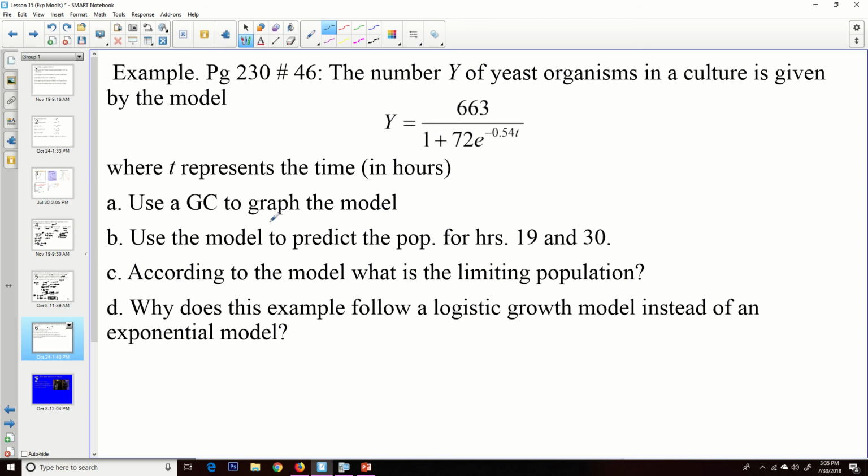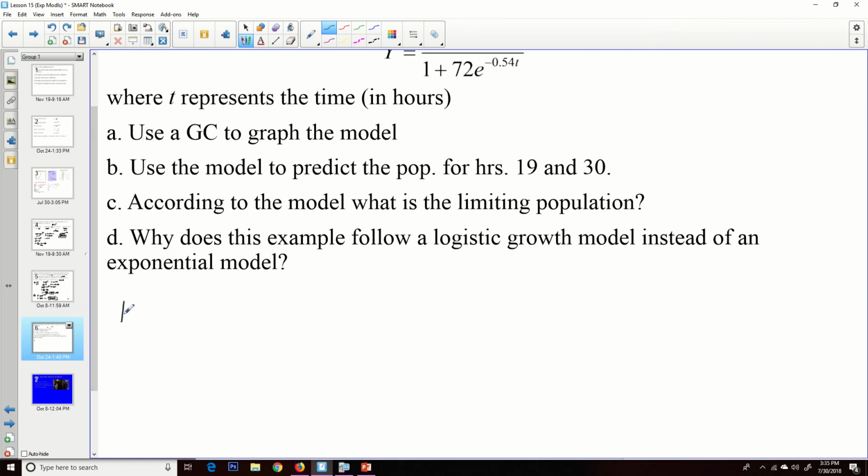We did that. Use the model to predict the population for hours at 19 and 30. Okay, well, we can do that. So we're going to go to part B here. We're going to say t equal to 18, or excuse me, 19. That's what I want to do. So for part B, I was doing real well up until this problem. For part B, t equal to 19, we're going to get y equal to, and at t equal to 30, we're going to get y equal to.